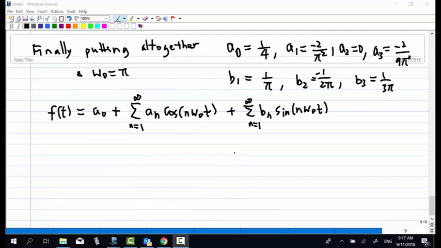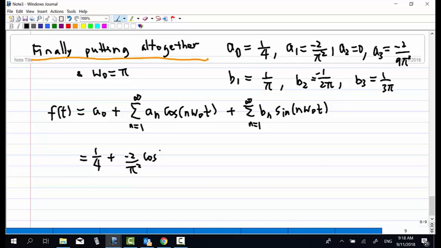Finally, we put everything together into the Fourier series. We have omega 0 equal to pi, a0 is 1/4, a1 is minus 2 over pi squared, a2 is 0, a3 is minus 2 over 9 pi squared, whereas b1 is 1 over pi, b2 is minus 1 over 2 pi, and b3 is 1 over 3 pi. So put it in now, the function f(t). Just concentrate on a first. So a0 is 1/4 plus, now for a1, minus 2 over pi squared cosine, with n equal to 1 and omega 0 equal to pi, so this is the first term.